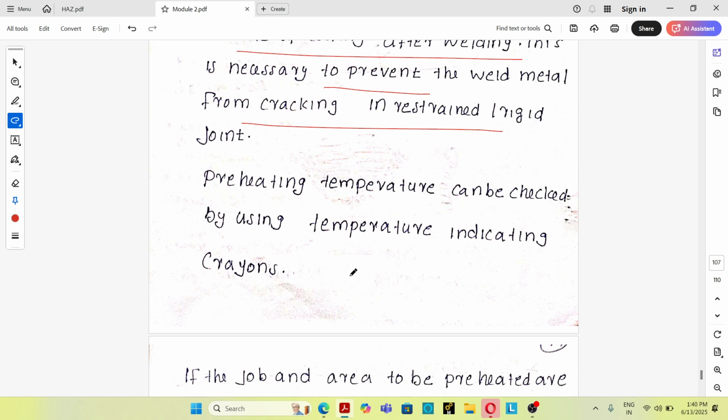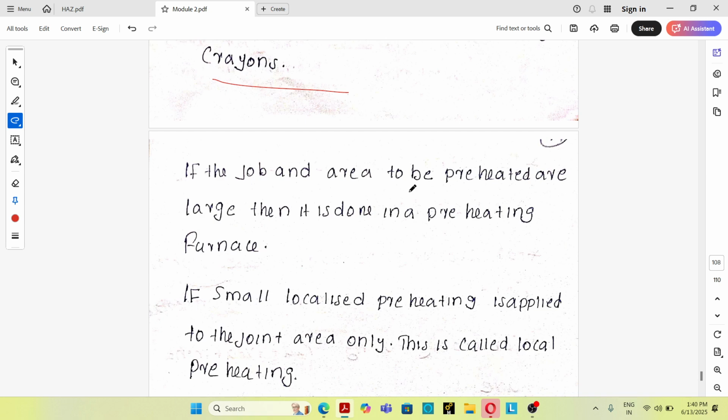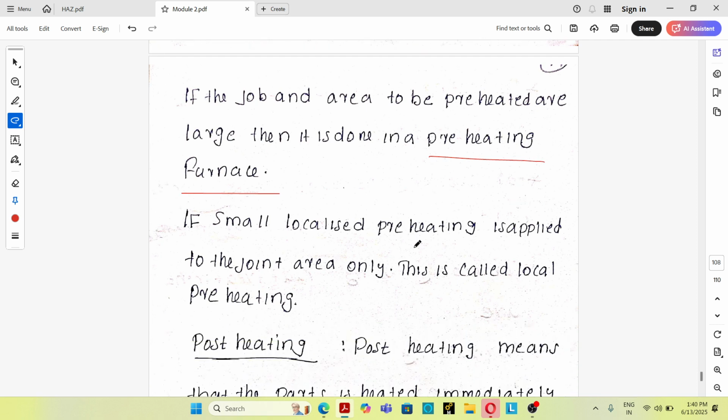Okay. The preheat temperature can be checked by using temperature indicating crayons. So temperature indicating crayons are used to check the preheat temperature while preheating. See, if a job and the area to be preheated are large, then it is done in a preheating furnace. If we have a large job, preheating is conducted in a preheating furnace. And if a small localized preheating is applied to the joint area only, this is called local preheating. So here we have a preheating furnace for preheating large workpieces. For small workpieces, localized preheating is done.